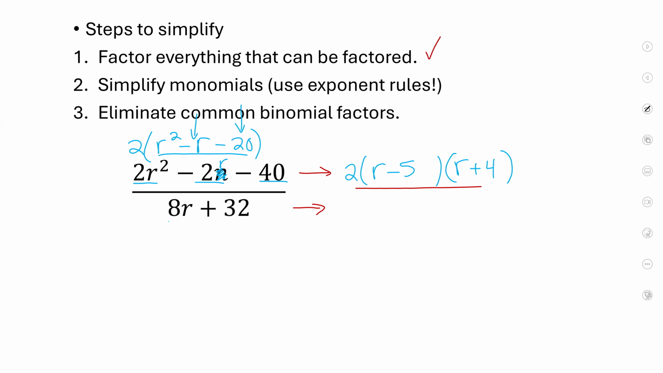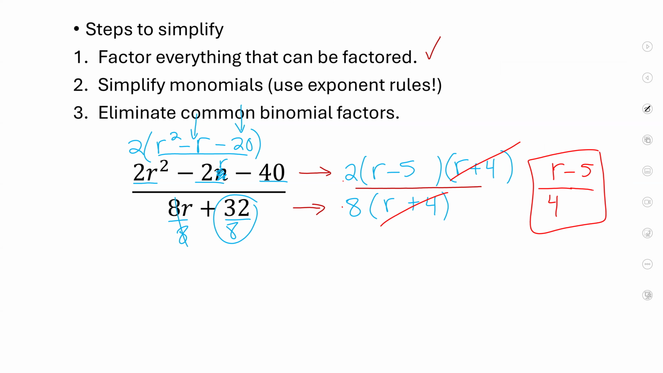For the denominator, what can these both be divided by? 8. So then 8 should be on the outside. What's left over is r plus 32 divided by 8, which is 4. Okay. Now, we can eliminate the common binomials. So this and this can be canceled out. Do you guys see that 2 over 8 is the same thing as 1 over 4? Okay. And I don't really need to write the 1. I just have r minus 5 in the top. That's my answer. This was divided by 2. This was divided by 2. That's how I get the 4.